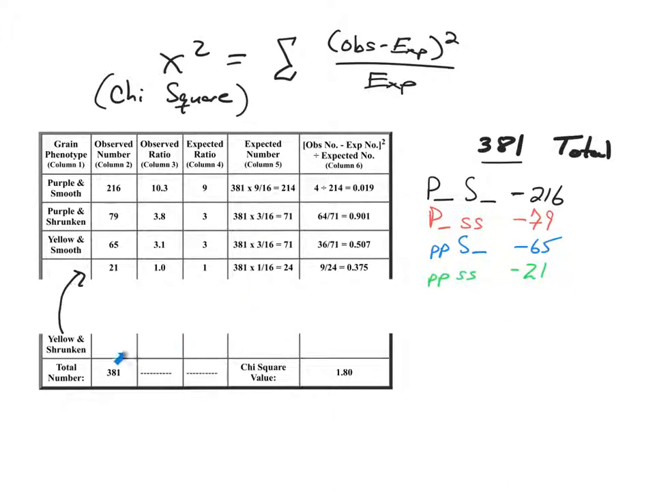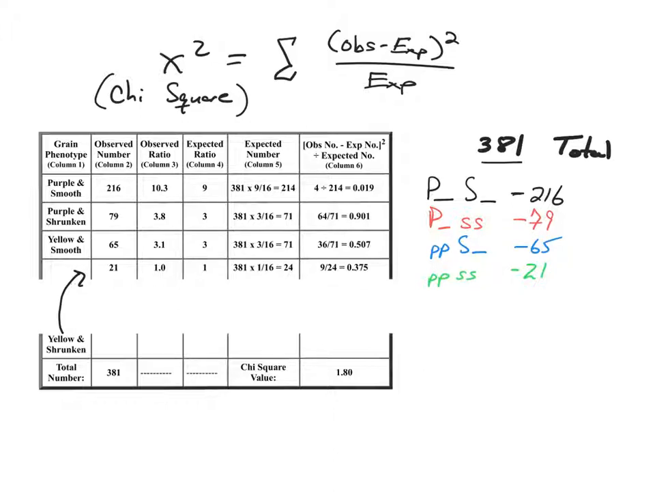How do we get this? So all you're doing is taking your total, multiplying times your expected fraction, and that gives you your expected number. Then this is simply a squaring and a subtracting. All right. Let's go on.